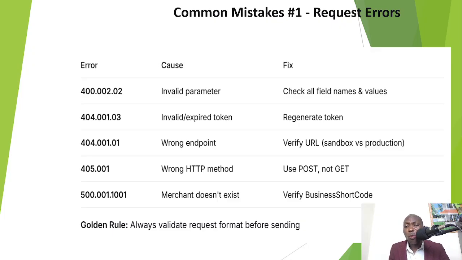Golden rule: always validate the request format before sending. That is why I emphasized, look at this request format carefully. The fields should be exactly the way they are, and the values should be well checked. Where there is validation, like account reference, a maximum of 12 characters, and transaction description, a maximum of 13 characters, check all those well before sending.